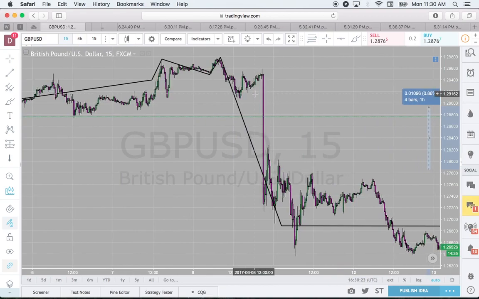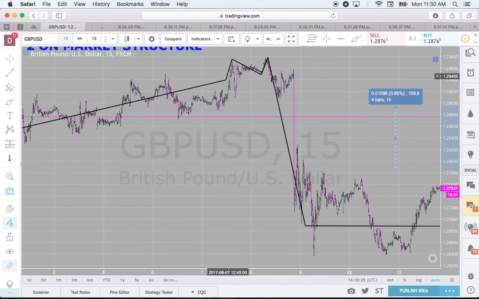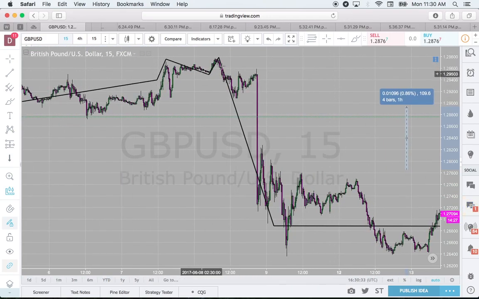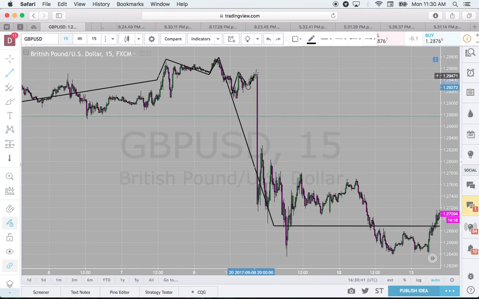But you could tell after this M that there was going to be a drop. You can see this macro M here, as well as this micro M as the second leg of the massive drop right there.